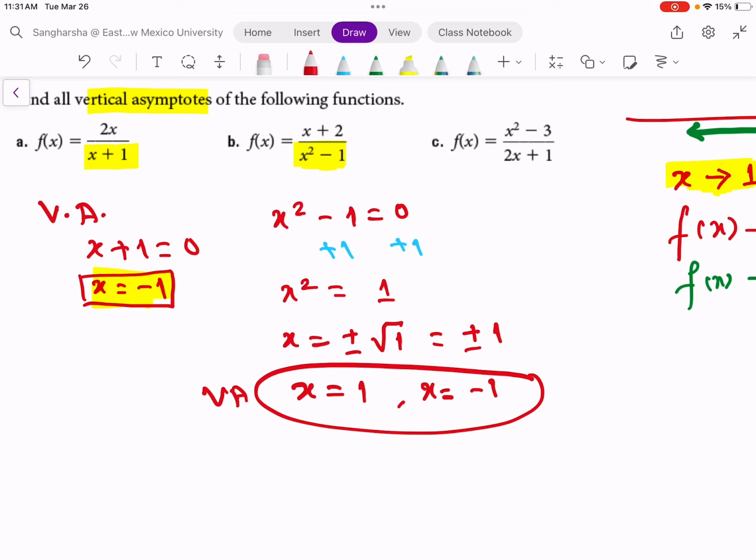You are not required to show all these steps. You can do this in your head as well. But make sure you write x equals a number that makes the denominator equal to 0. That is the vertical asymptote.